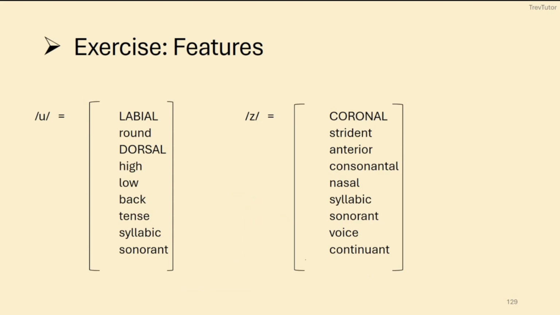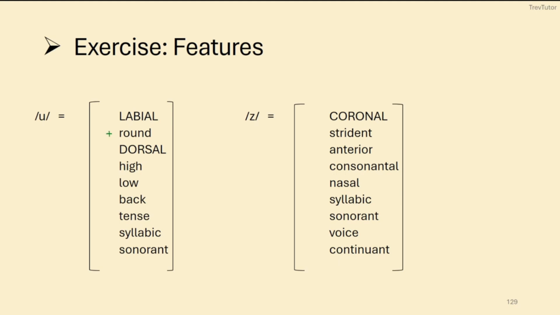So let's try some exercises. Let's figure out the feature specifications for u and z. So u is going to be labial and dorsal. It's a vowel, but it uses the lips for rounding. So we don't write plus or minus around labial or dorsal, we just include them as unary features. So either they're there or they're not.